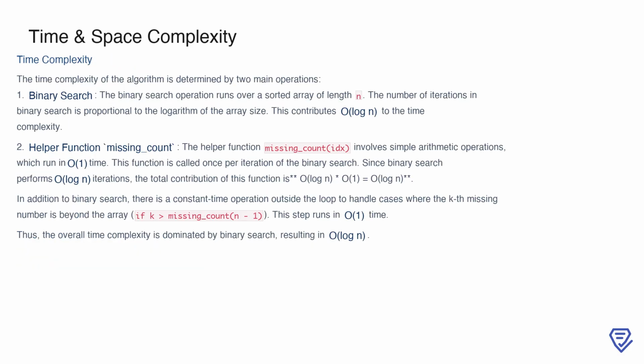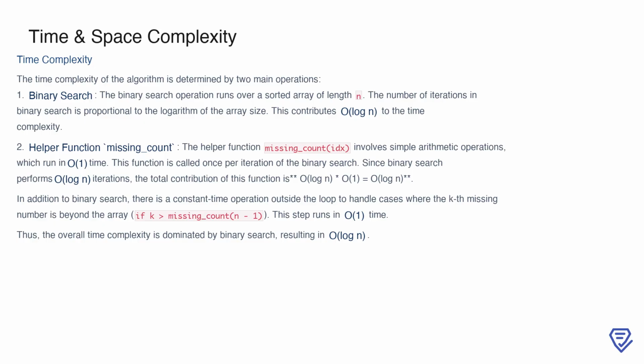The time complexity of this algorithm is primarily driven by the binary search process. Since binary search operates on a sorted array and reduces the search space by half in each step, the number of iterations is proportional to the logarithm of the array size, giving us a time complexity of O(log n). Additionally, there's the helper function missing_count, which calculates the number of missing elements up to a specific index using simple arithmetic operations. This function runs in constant time, or O(1), and is invoked during each iteration of the binary search. Since binary search itself runs for O(log n) iterations, the total contribution of this helper function is O(log n) * O(1), which simplifies to O(log n).